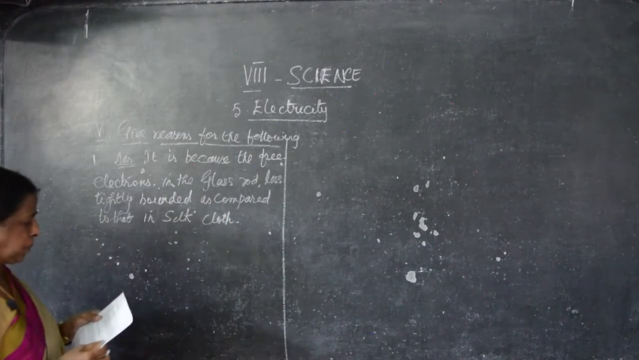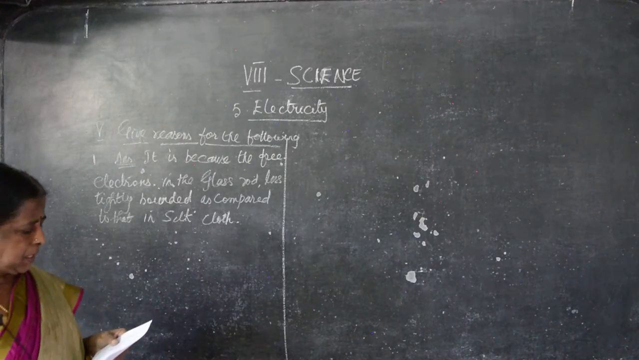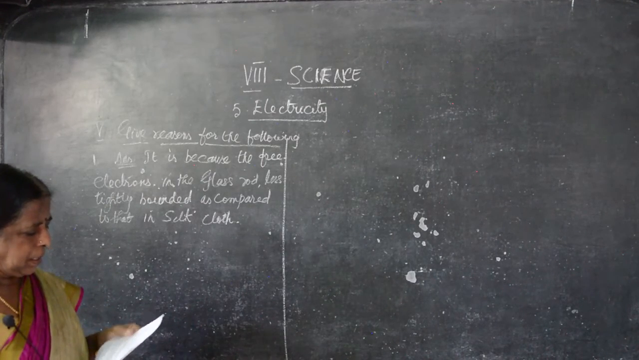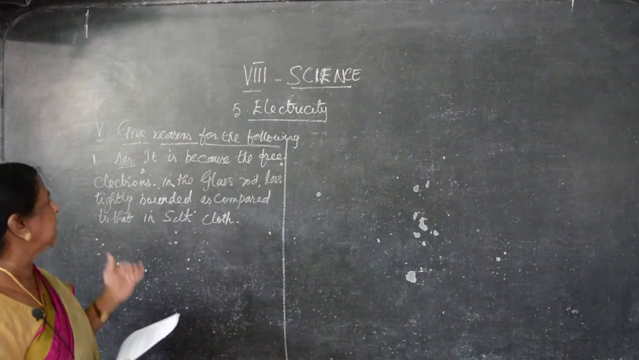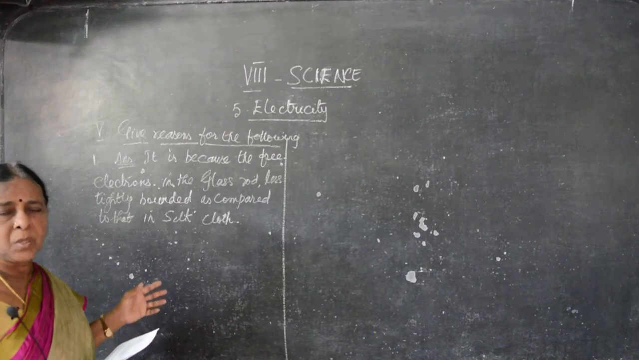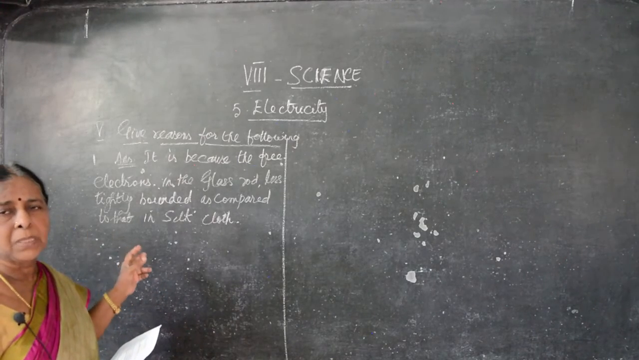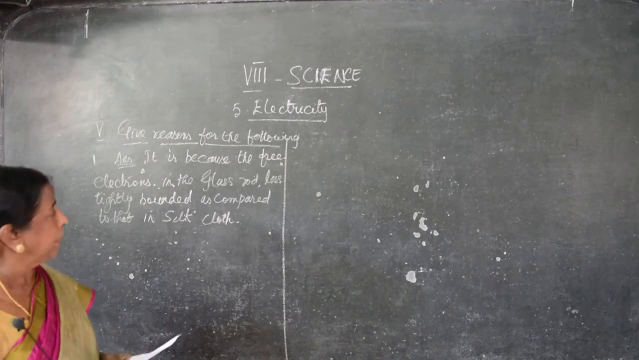Clear, children? Question is what? When a glass rod is rubbed with silk cloth, both get charged. This is because the free electrons in the glass rod less tightly bounded as compared to the silk cloth. Silk cloth is stronger. Glass rod is less easily it can transfer to the silk cloth. Clear, children? Next one.